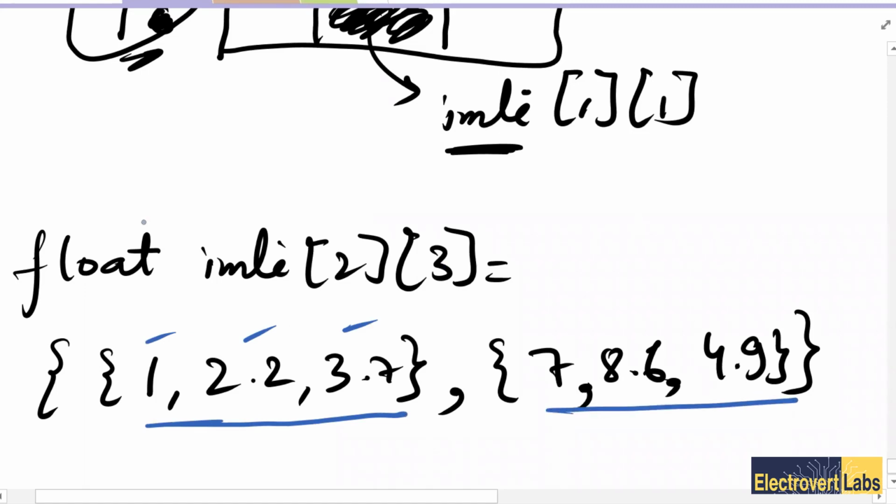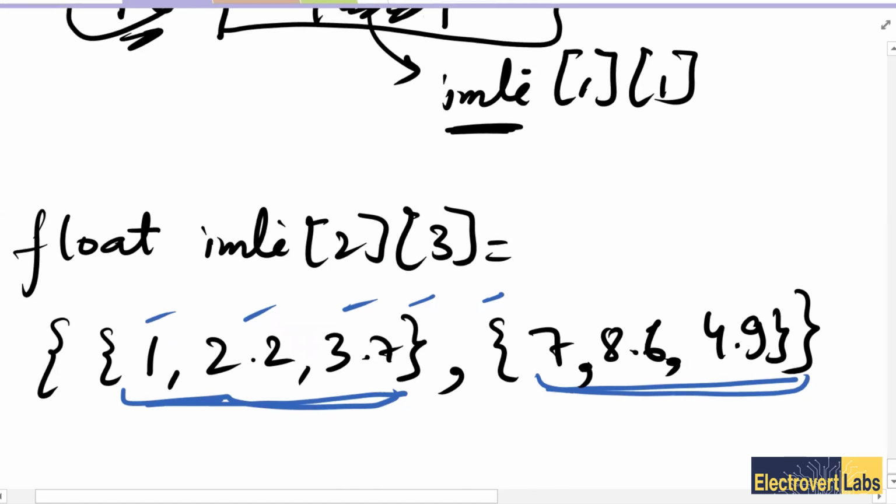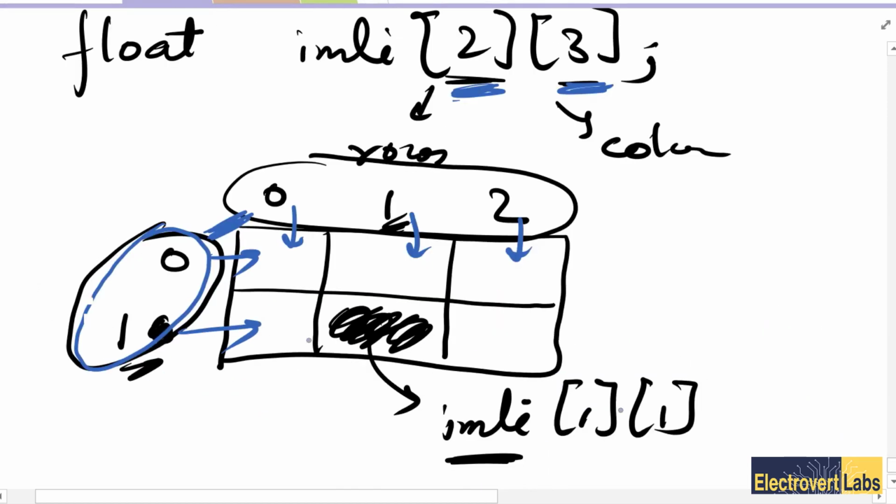It's not necessary, but this is more convenient even for the programmer to understand that this is the first row of data, this is the second row of data. You can even write the data in one line. That's not an issue. The compiler will know that. Now if you have to access the value here, it becomes imli[1][1]. It will become more clear when we do a simple program, don't worry guys. Imli is the name of the array. I hope it's clear.